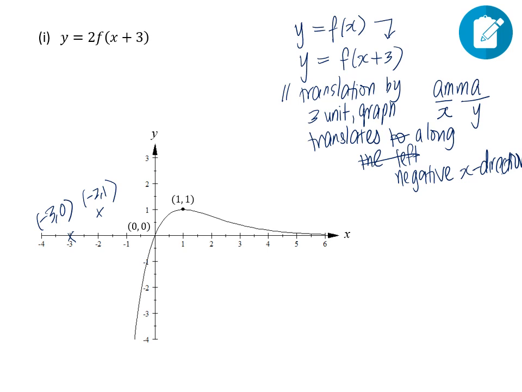Similarly, the shape of this graph doesn't really quite change. The maximum turning point changes as well, and the shape of the graph remains exactly the same. So the next transformation that we want to explore would then be a scale factor 2 applied to the translated f(x) function.